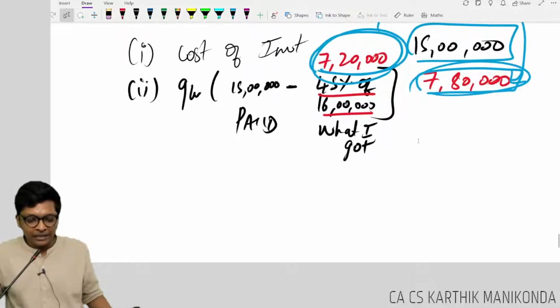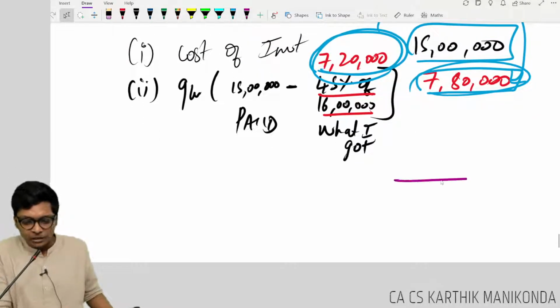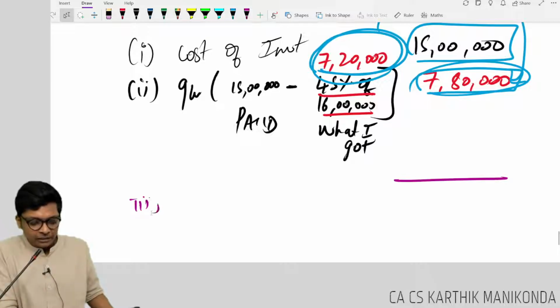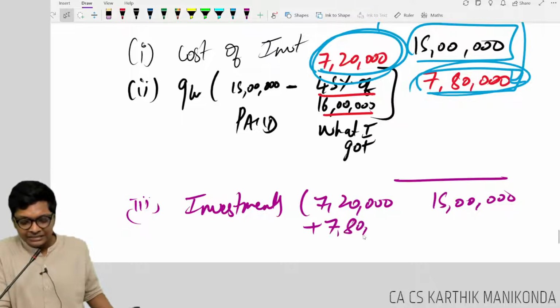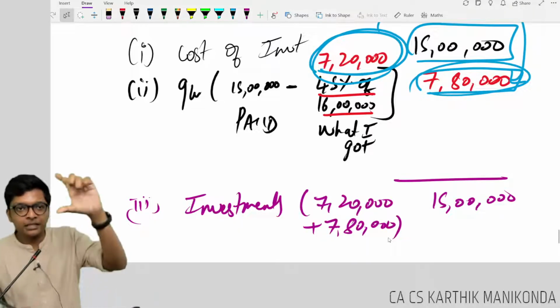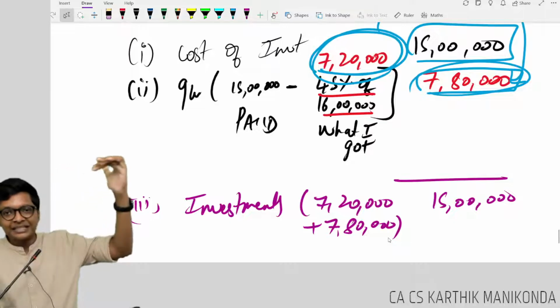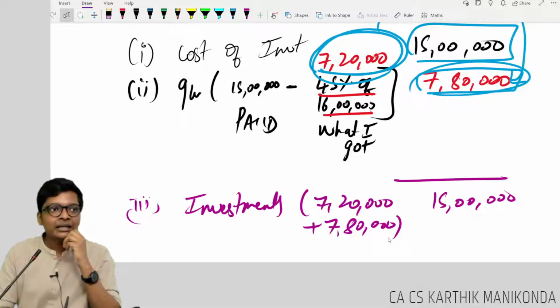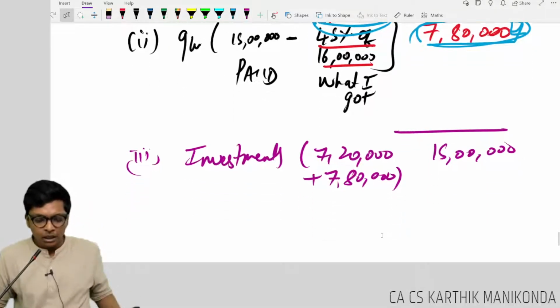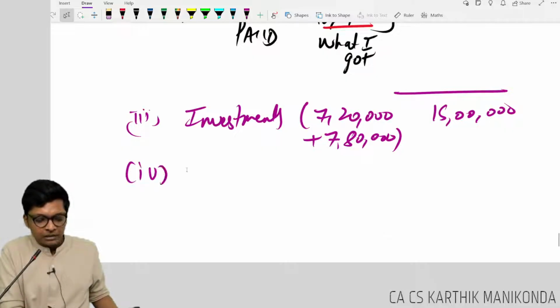So coming down, I will show 15 lakhs only. I will write investments, which is 15 lakhs only, but I will show the breakup 7 lakh 20 plus 7 lakh 80. You can show a separate line item also. Net assets is 7 lakh 20, goodwill is 7 lakh 80,000. Are you guys following? Understanding?